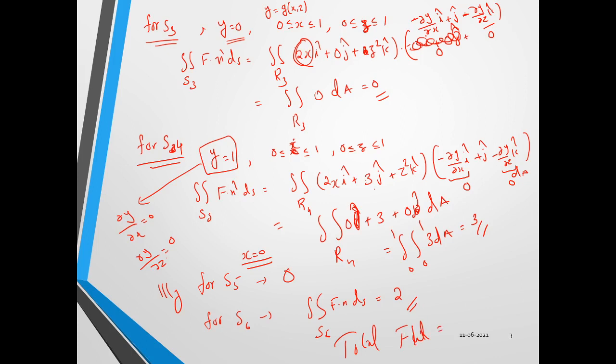We get first 0, plus 1, plus 3, plus 2. So 6. I have done a lot of calculations here, right? So that is the difficulty in finding the flux integral in the usual method.